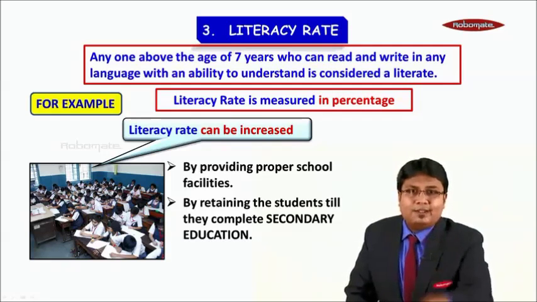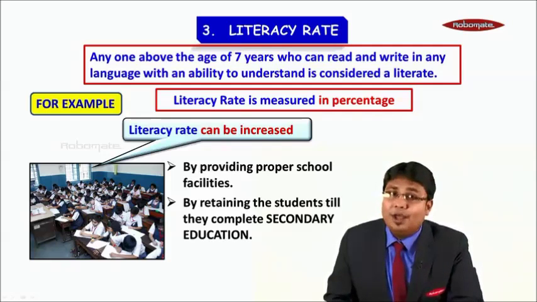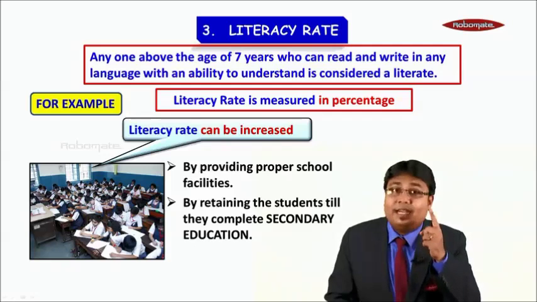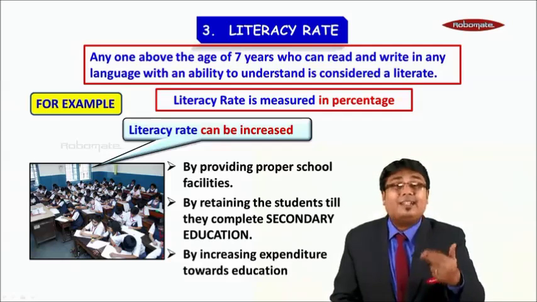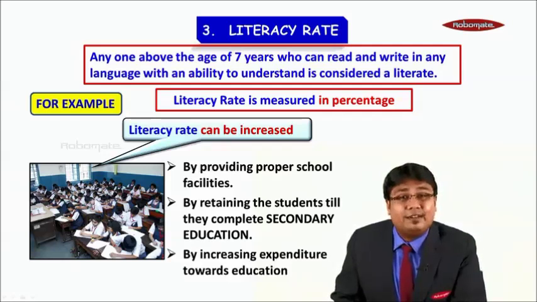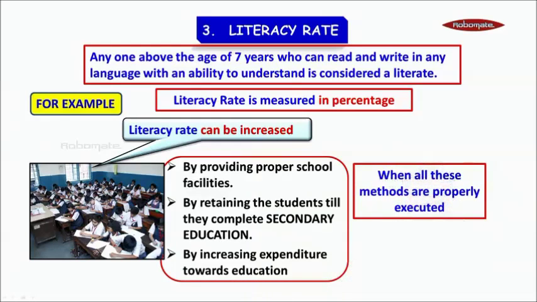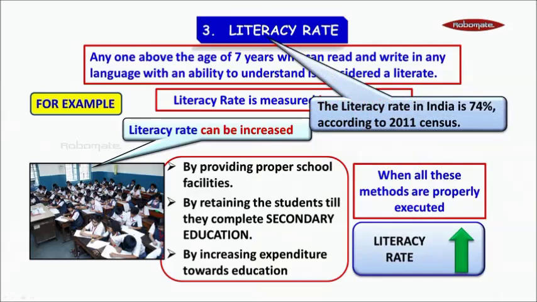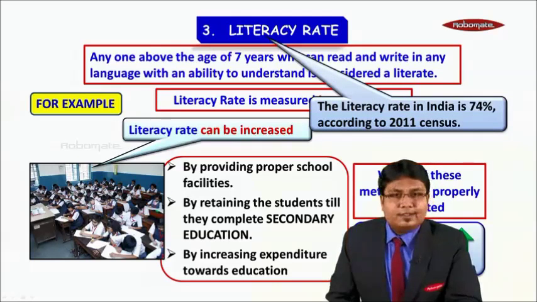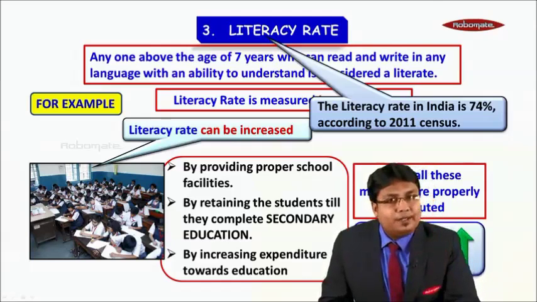Second, by retaining students till they complete secondary education. You know, students, many children leave their education once they are done with primary. No, it is not enough. We have to retain them till they complete their secondary education. And third, by increasing expenditure towards the education sector, students. And you know what? Again, when all these methods are properly executed, literacy rate has to increase. What is the data, students? The literacy rate in India is 74%. Again, remember this data. It is 74%.